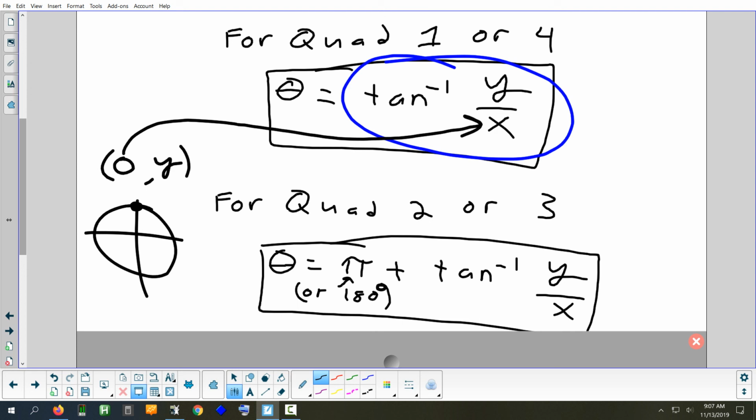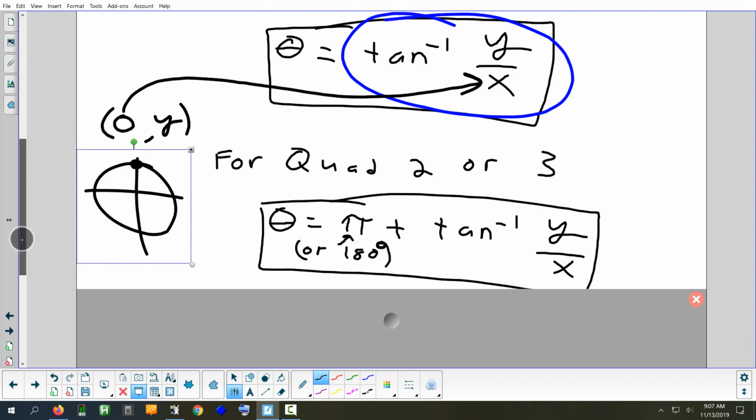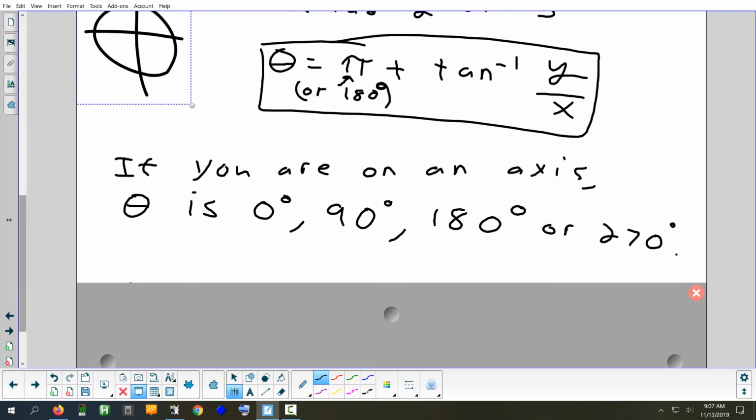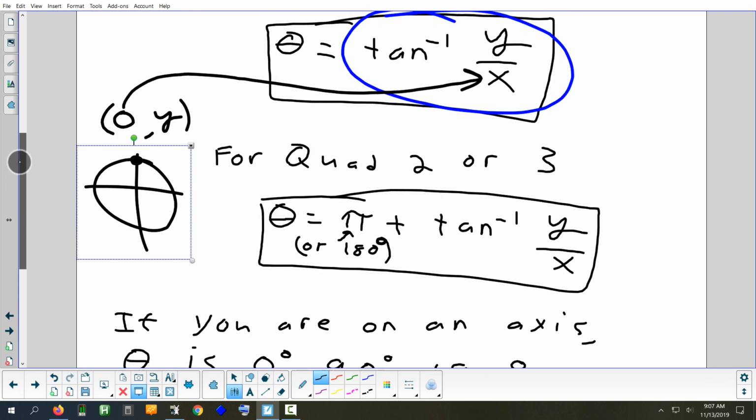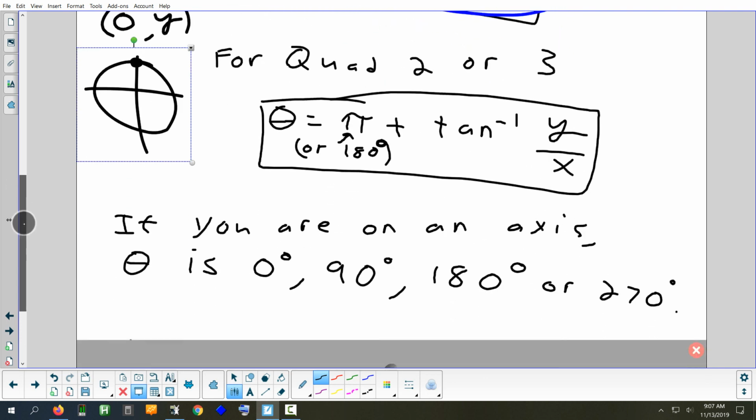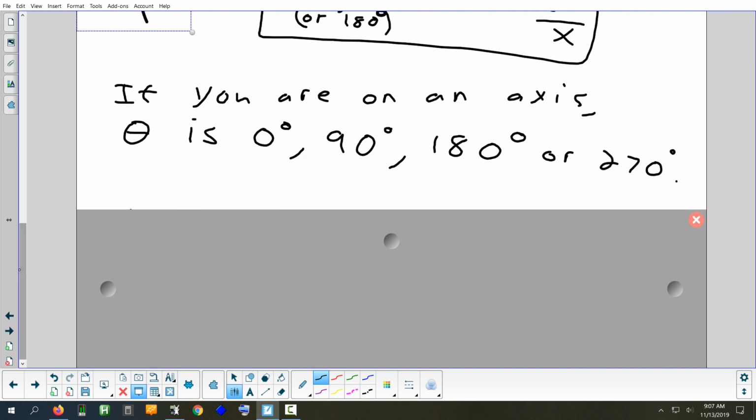If you're on an axis, that's the simplest kind of angle to figure out. You only have 4 options: 0, 90, 180, 270. You don't have to use a formula to figure that out. So if you are on an axis, just remember that your angle has to be 0 if you went right, 90 if you go up, 180 if you're left, 270 if you're down. Other than being on an axis, use one of these 2 formulas to figure out your angle. And finding the angle is totally separate from the radius. You don't need one to do the other.